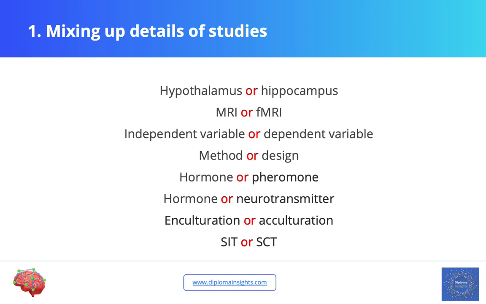It's really important when you're revising to make sure that you're focusing on the details of the studies and you're not mixing up key details like was it an MRI or was it an fMRI? Was the study about a hormone or was it about a pheromone? Was it about a neurotransmitter? Was it about enculturation or was it acculturation? So when you're revising, pay attention to key detail and key information about your studies to help you avoid mixing up the details when you're recalling them for your exams.